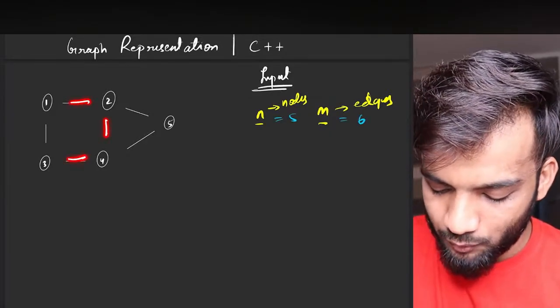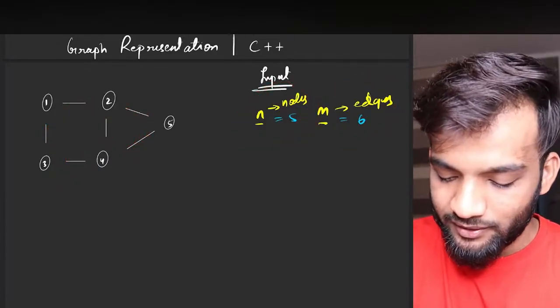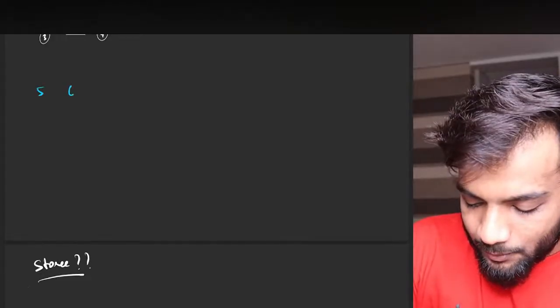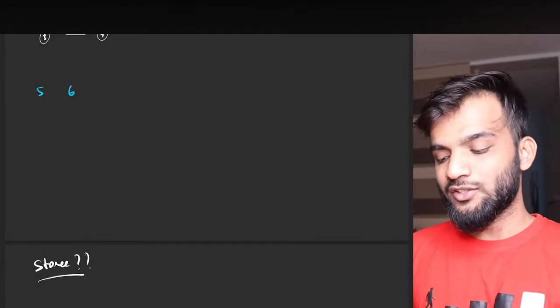1 edge, 2 edge, 3 edge, 4 edge, 5 edge, 6 edge. The number of edges is 6. So in the input, 5 and 6 will be given to you. Just 5 and 6. You have to assume the first one is the number of nodes and the next one is the number of edges.